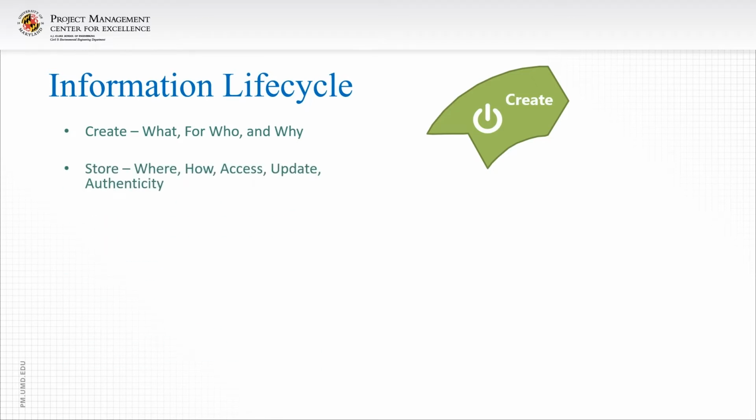The second part of this information lifecycle model is storage. Where is the data being stored? How is it being stored? Who can access it? How can we update that information if we have to, or our data if we have to? And the authenticity of the data. So with our store, we're looking at things like shared network drives, project management information system, SharePoint. So that's where it could go, the data.